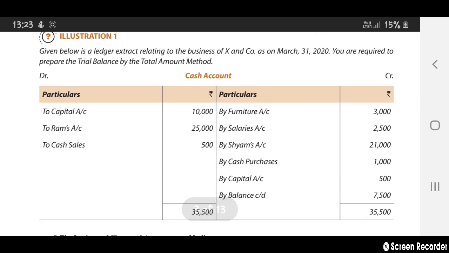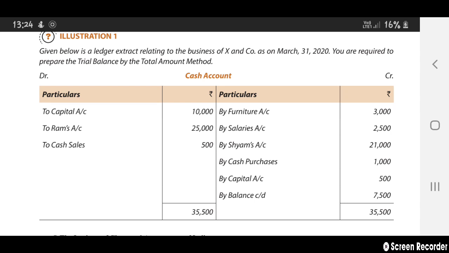Next, for understanding the total method, they have given an illustration. Given below is a ledger extract related to the business of X and Corporation. As on March 31st, 2020, you are required to prepare the trial balance by the total amount method.